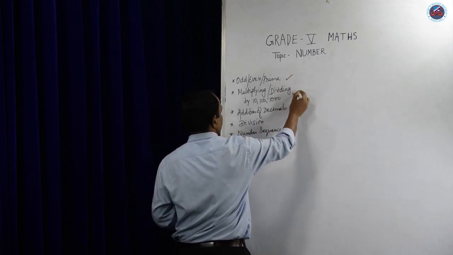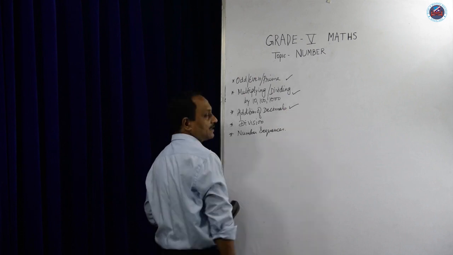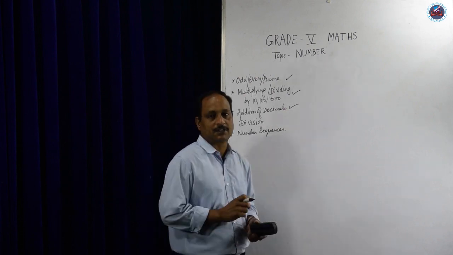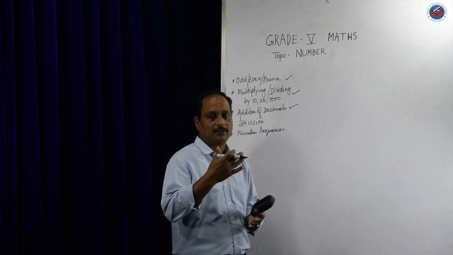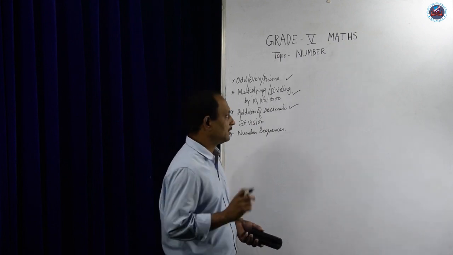This is done, this is done. Now let us go for addition of decimals. Decimal numbers are there. We have to arrange them and add them. It's simple.